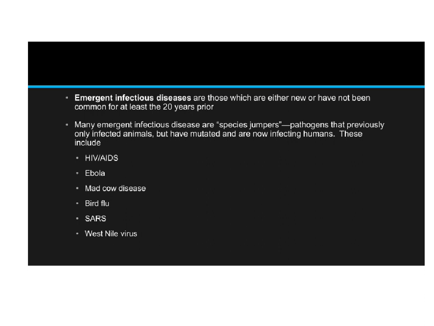Many emergent infectious diseases are what I call species jumpers. It's not just my term. It's not specifically used in the book, but you'll hear it. Species jumpers are pathogens that previously only infected animals or some other species, but have been able to mutate and they're now infecting humans. These include HIV/AIDS, Ebola, mad cow disease, bird flu, SARS, and the West Nile virus.